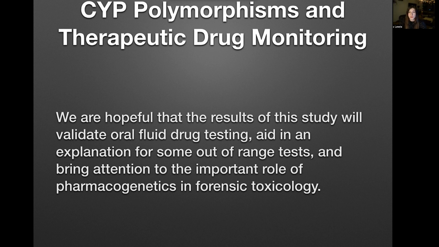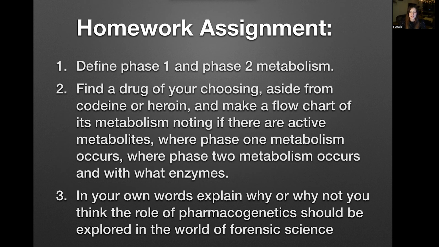Before I let you guys go, I do have some homework assignments for you. Hopefully they're not too bad. For one of them, just define phase one and phase two metabolism. You can give some examples of what's going on chemistry wise, what functional groups are being added onto the drugs, and then find a drug of your choosing aside from codeine and heroin, because those are the ones that I went over, and make a flow chart, kind of like what I made a few slides ago.